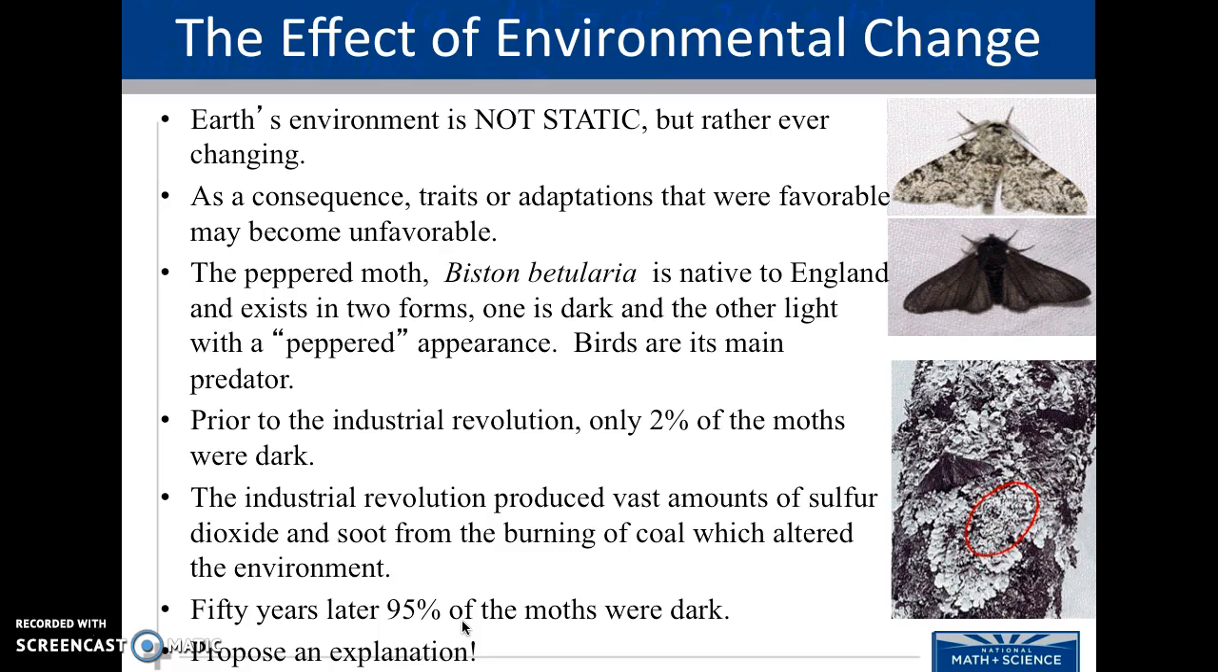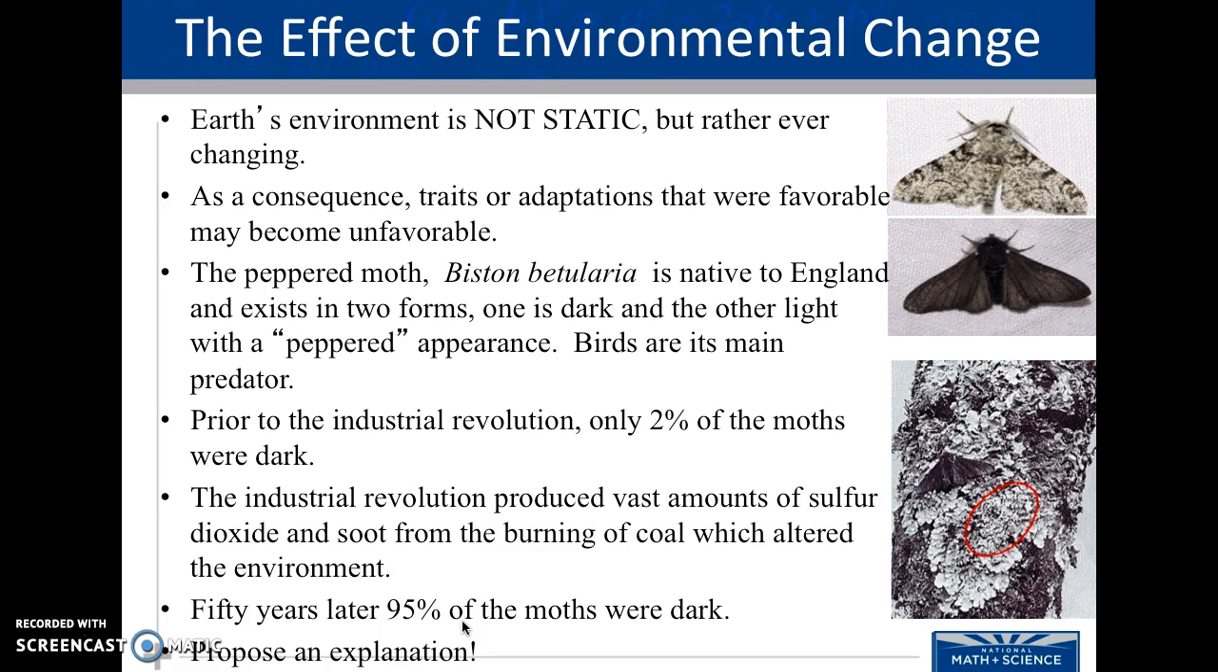The very common one that you need to know for the AP test is the peppered moth. It's native to England, and it exists in two forms. So there's two variations. It is either born black or it is born speckled. Birds will eat it. During the Industrial Revolution, only 2% of the moths were dark, or that's prior. During the Industrial Revolution, they made a ton of smog, a ton of sulfur dioxide and soot, and basically it covered the trees in this black powder.